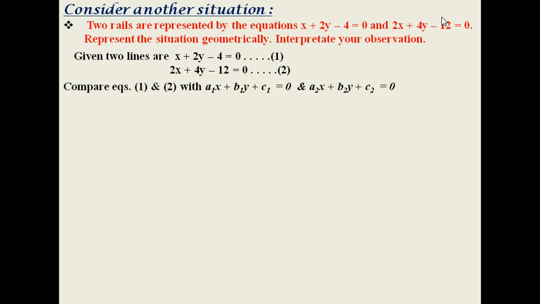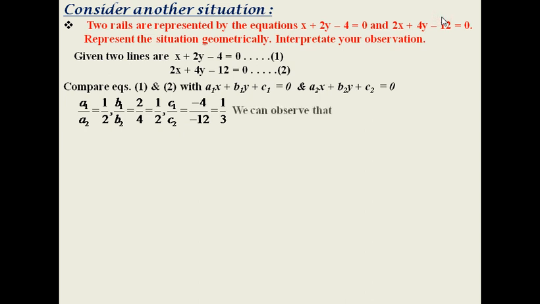Comparing equations 1 and 2 with the standard form of linear equations in two variables, that is a1x plus b1y plus c1 is equal to 0 and a2x plus b2y plus c2 is equal to 0, a1 by a2 is equal to 1 by 2, b1 by b2 is equal to 2 by 4 is 1 by 2, and c1 by c2 is equal to minus 4 by minus 12, that is 1 by 3. We observe that a1 by a2 is equal to b1 by b2 but not equal to c1 by c2.